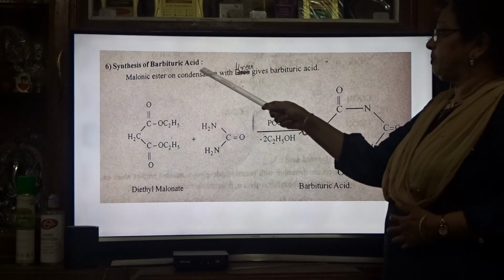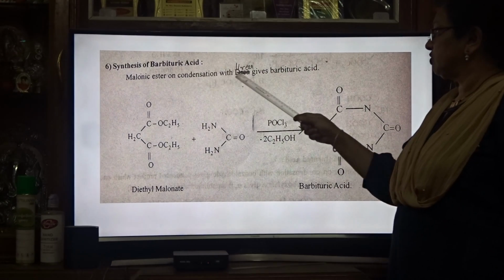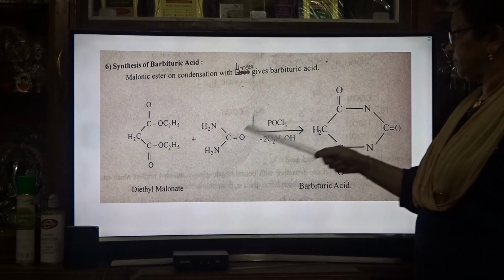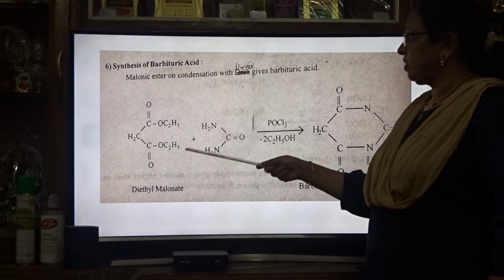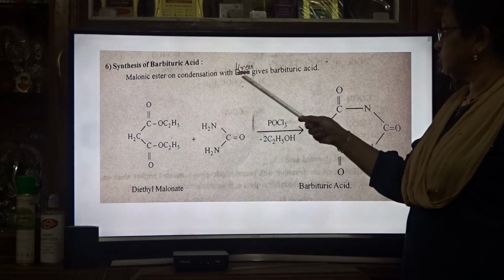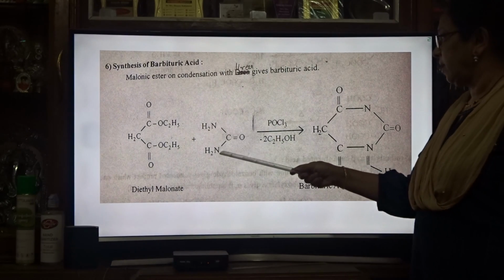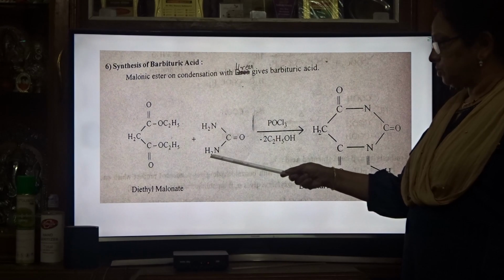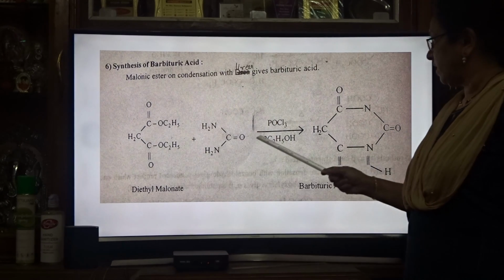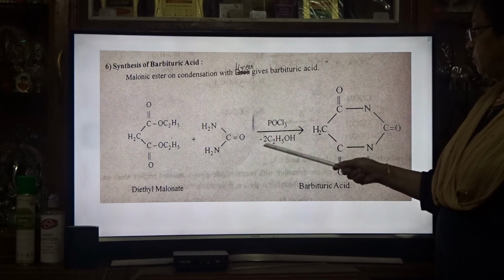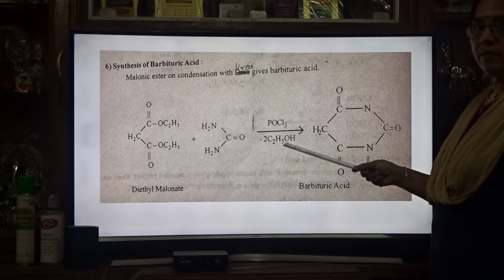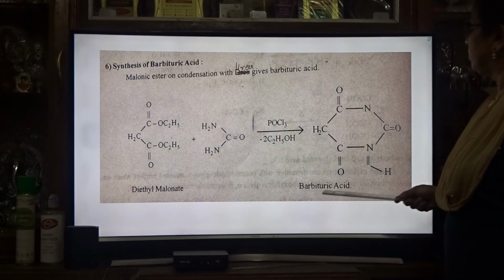Then synthesis of barbituric acid. Malonic ester on condensation with urea gives barbituric acid. This is diethyl malonate or malonic ester in the presence of urea. Urea, CONH2 taken twice, is the formula of urea. In the presence of diethyl malonate and phosphorus oxychloride, with removal of two ethyl alcohol molecules, you are getting barbituric acid.